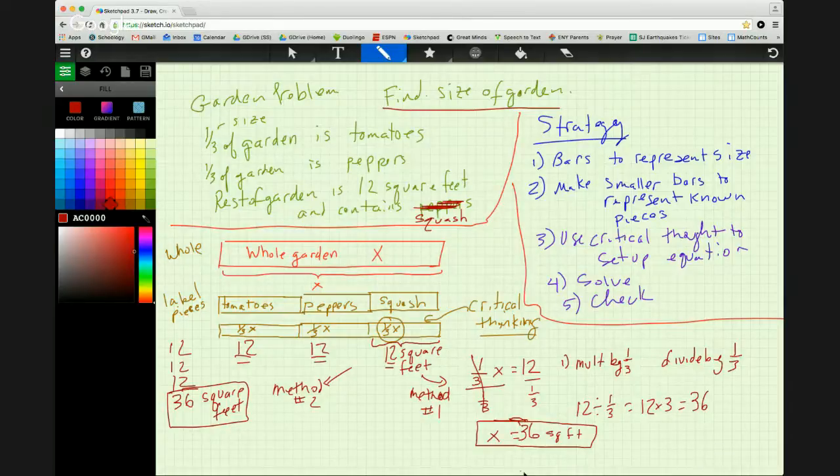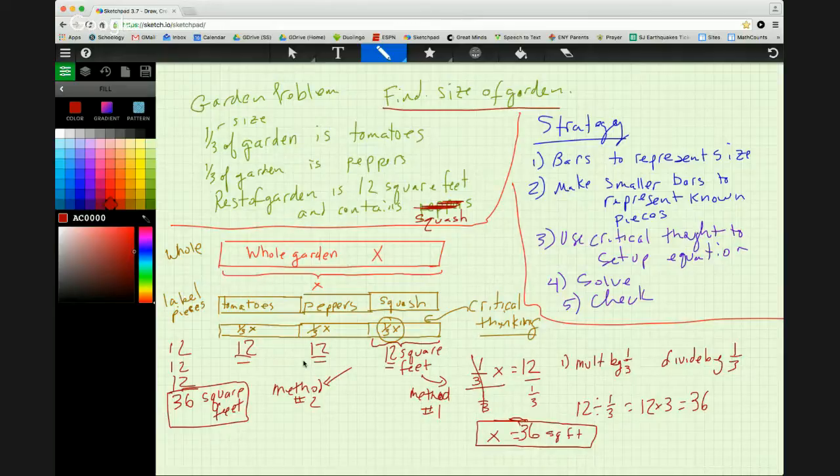So our answer, either way, 36 square feet, whether we use the algebra method or we use this critical thinking method, where you don't have to do quite as much algebra, both work. But the whole key was to draw a picture of the size of the garden and use our information to help us think about this problem.